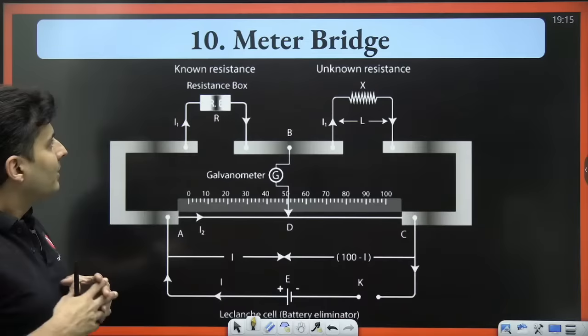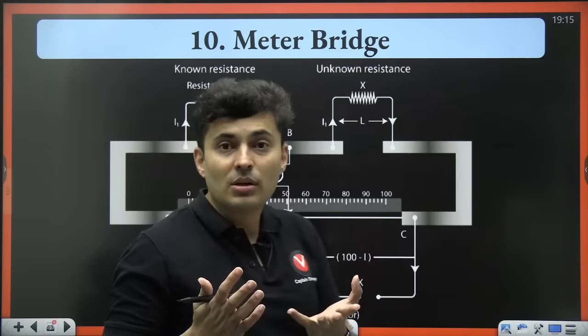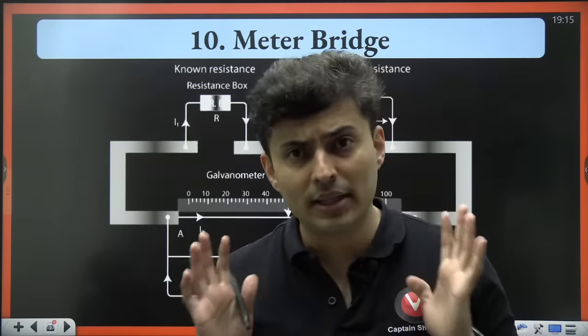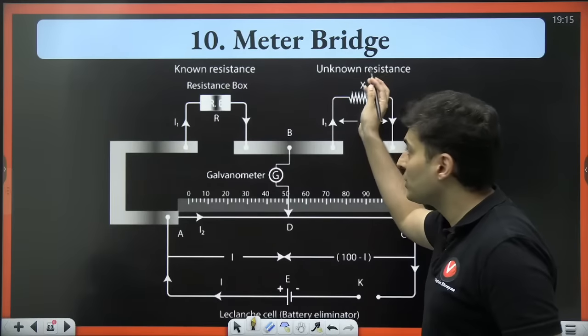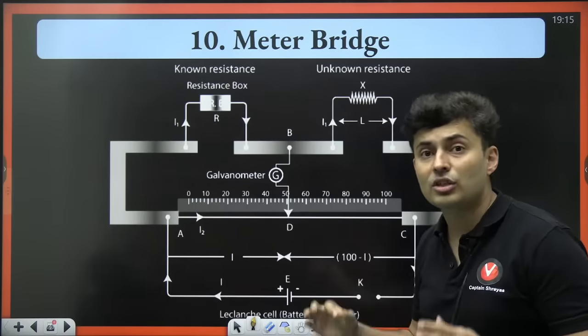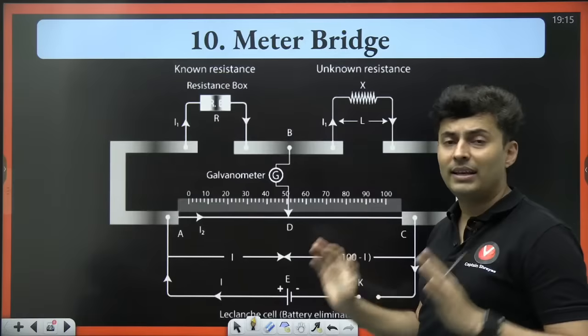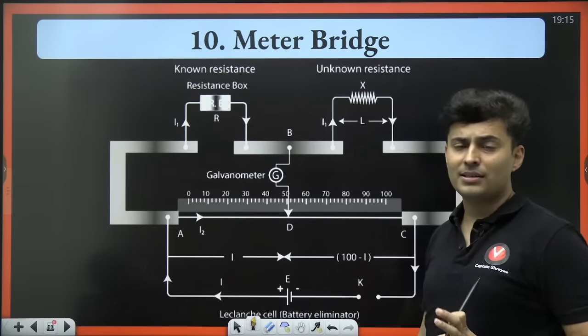Next experiment is meter bridge. Meter bridge is used to find unknown resistance. It is based on the principle of Wheatstone's method of balancing resistors.